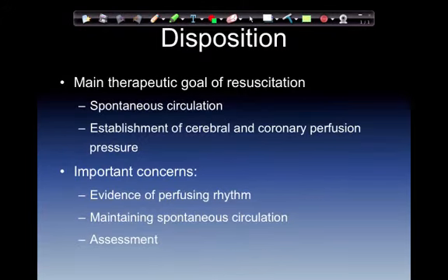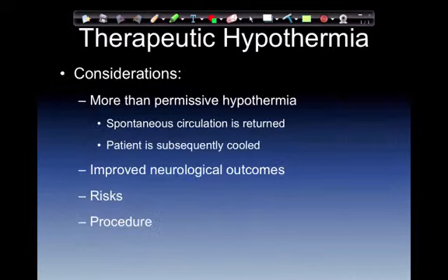As far as disposition goes, the main therapeutic goal of resuscitation is going to be spontaneous circulation, establishment of cerebral and coronary perfusion pressure. So we want to maintain cardiac output, maintain perfusion to the brain, and restore circulation. Important concerns: evidence of a perfusing rhythm, maintaining spontaneous circulation, and then an assessment of what got us here, what can we get ahead of, and what can we stabilize and take them to the appropriate facility.